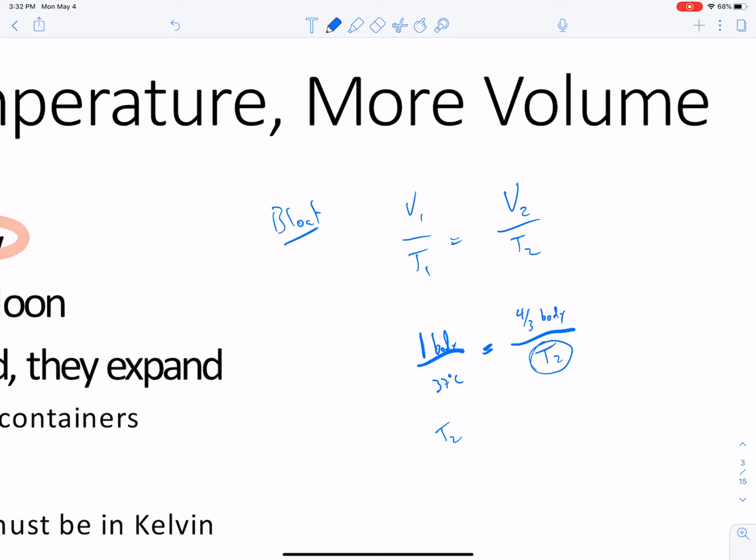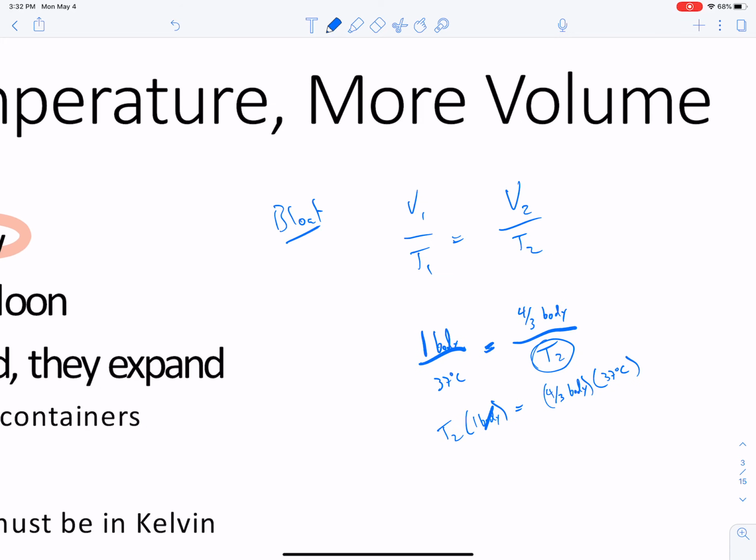So then we get T2 times one body is equal to 4/3 body times 37 degrees C. The bodies cancel because they're on opposite sides of each other. So then we can look at what 37 times 4 divided by 3 equals. Now that temperature goes up to 49.3 degrees C.